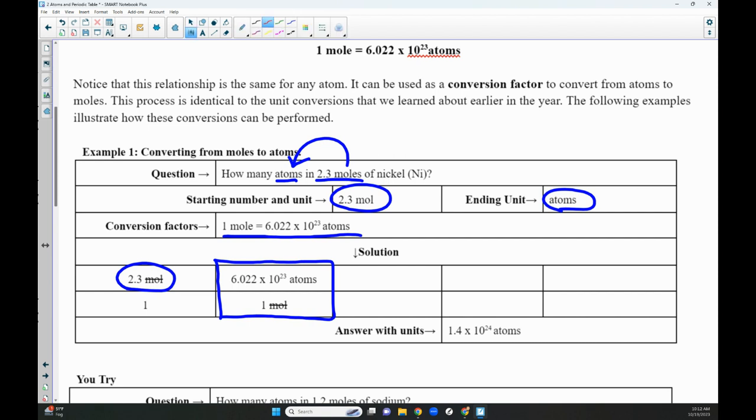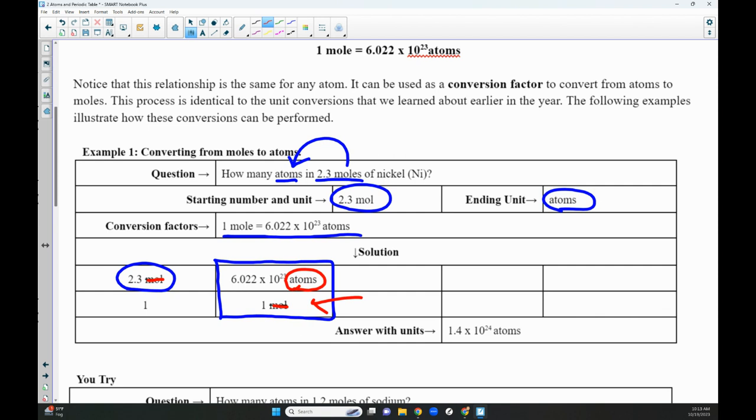So just like we did earlier in the year, we have to arrange our conversion factor so that we are able to cancel out the unit that we're trying to cancel out. In this case, that is moles. So we put the moles on the bottom in our conversion factor. And again, that enables us to cancel it out because it appears on both the top and the bottom. And that leaves us with our answer in atoms, which is the goal.